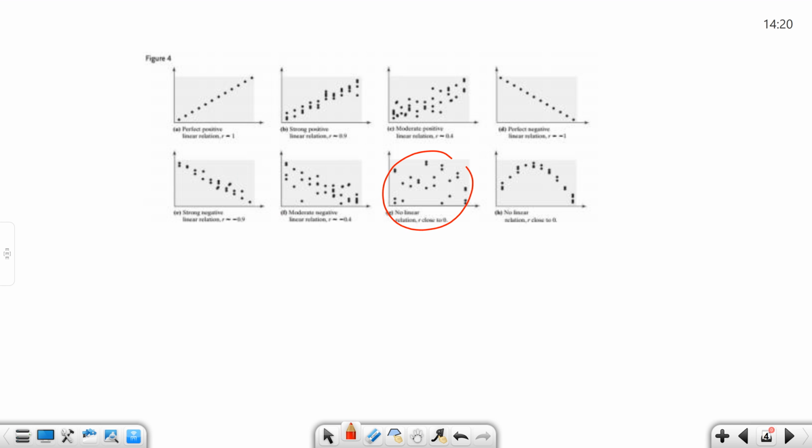This one, no relation at all. This is no linear and also really no relation. There's nothing that really follows. This one is no linear relation, but it has that shape that we talked about already. It definitely follows a shape, just not a line.